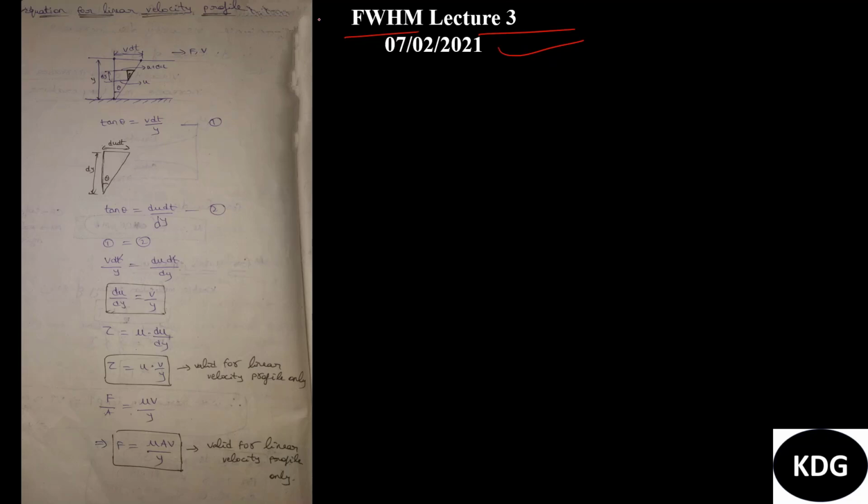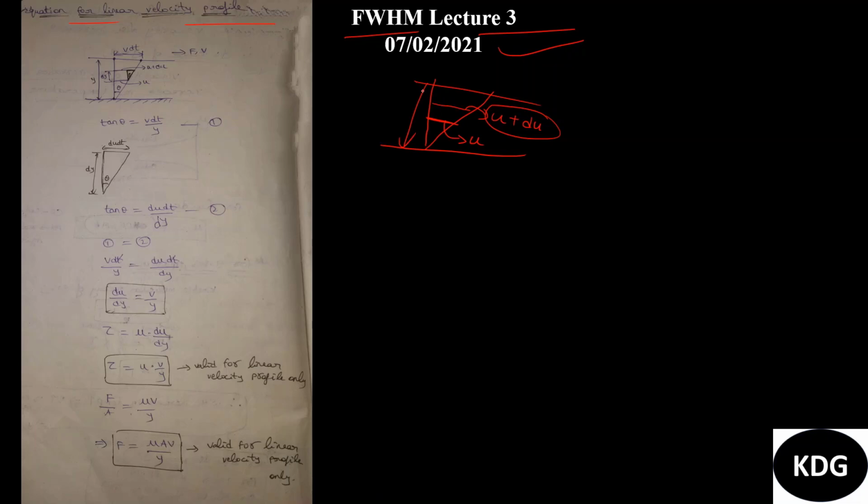Today we are going to learn about the equation for linear velocity profile. Suppose there is a fluid flow, and we want to derive the equation for linear velocity profile. Suppose there is a velocity u at this place. Obviously, away from the surface the velocity will increase. That means if it is u here, the velocity will be u plus du. Some extra velocity will be there, meaning the longer the distance you go, the velocity will be more.